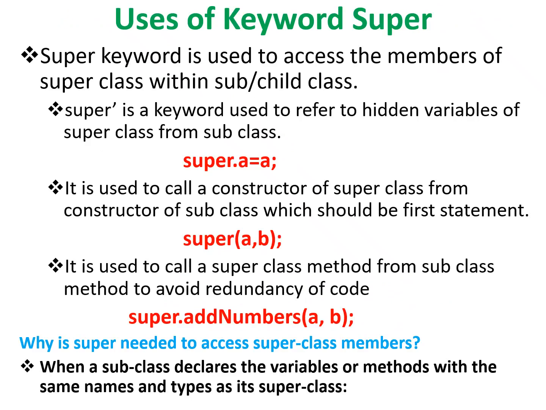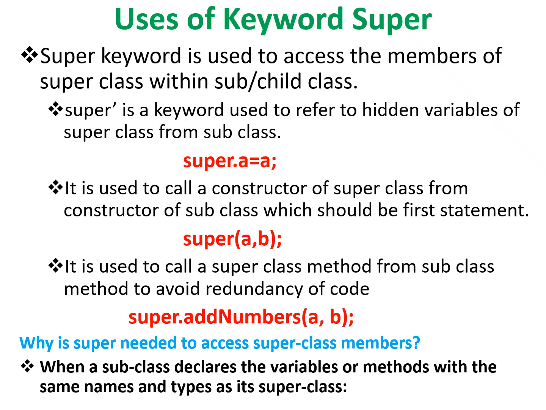Uses of the super keyword. Super is used to access the members of the superclass within the subclass or child class. Super is a keyword used to refer to hidden variables of the superclass from the subclass. Super.a = a is used to call the constructor of a superclass from the constructor of the subclass, which should be the first statement. Super(a, b) refers to the constructor from the superclass.